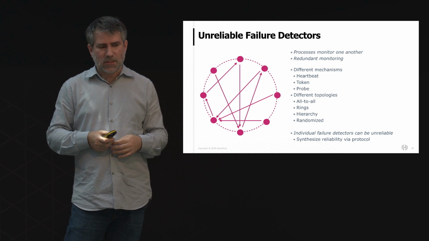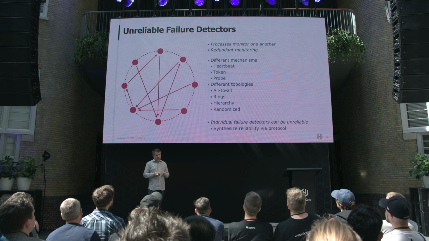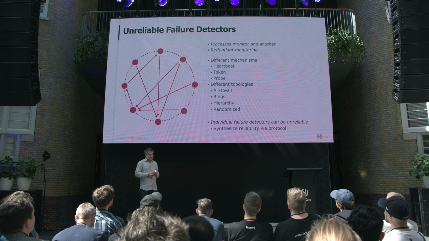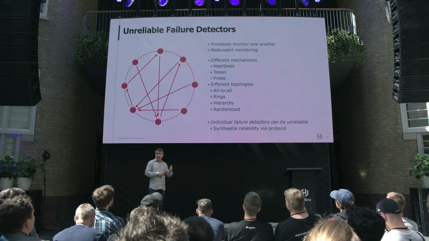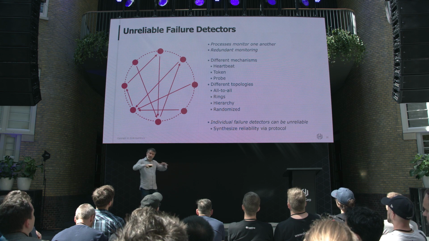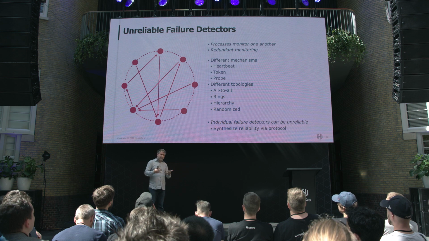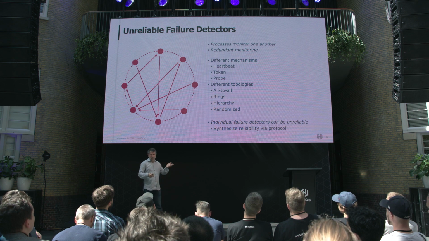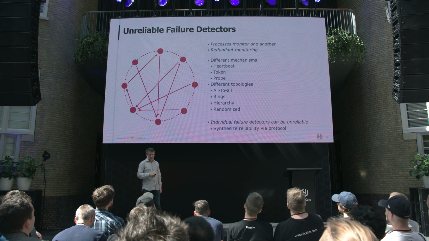And again, different topologies with the rings and hierarchy, with the randomization. This is what SWIM uses. But the key point is that each individual failure detector can be unreliable. It can have false positives. And then you overlay a protocol on top of this, which filters out the false positives. So SWIM fits into this. SWIM is an instance of an unreliable failure detector.